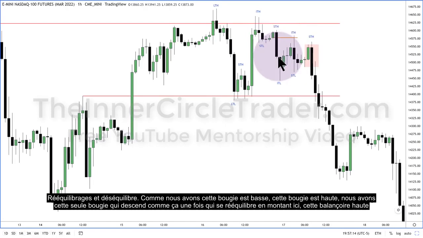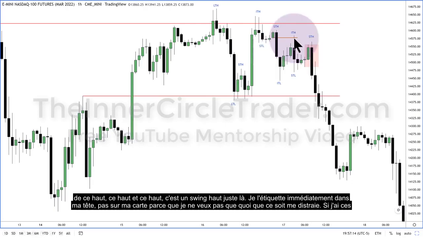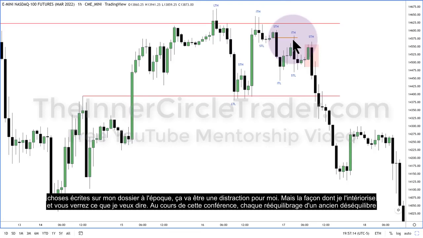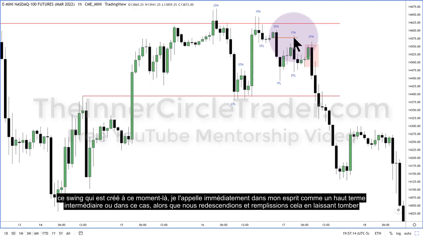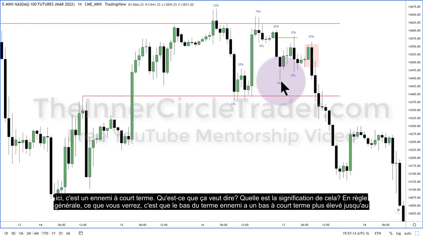Once that rebalances by going up here, that swing high from this high, and this high, that's a swing high right there. I immediately label that in my mind, not on my chart, because I don't want anything distracting me. If I have these things written on my chart at the time, it's going to be a distraction to me. But the way I'm internalizing it, and you'll see what I mean as I go through this lecture, every rebalance of an old imbalance, that swing that's created at that moment, I immediately label that in my mind as an intermediate term high, or in this case, as we came back down and filled in this by dropping down here, that's an intermediate term low.